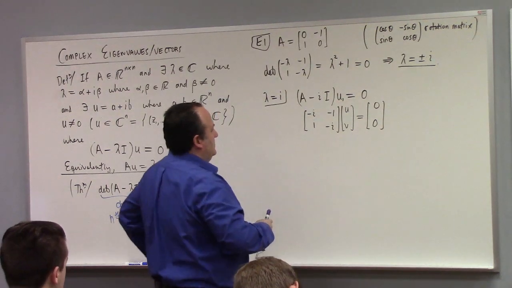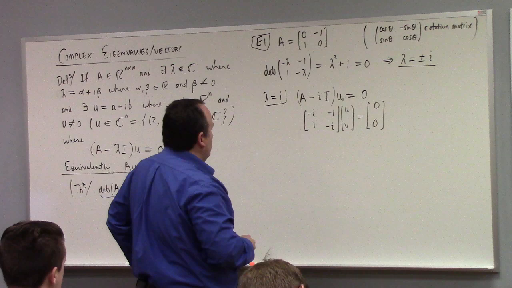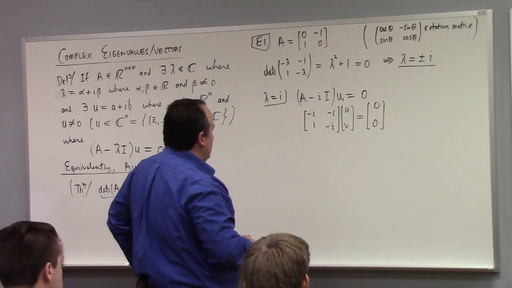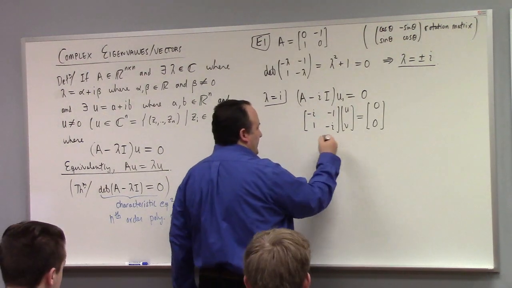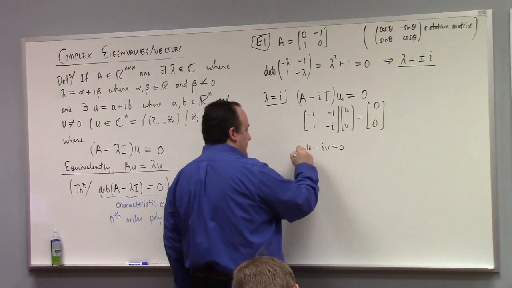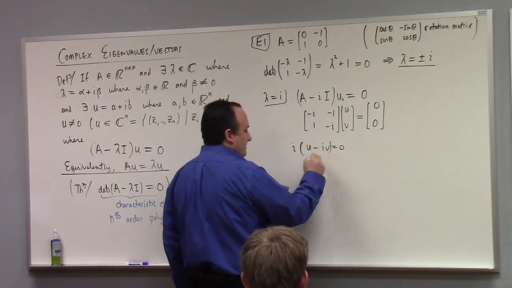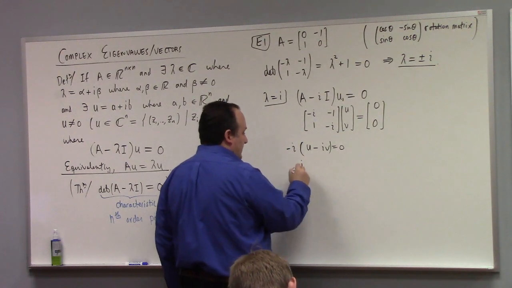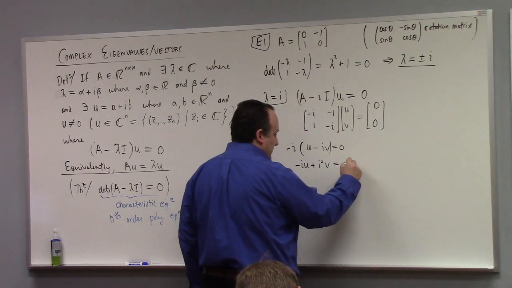Oh, wait a minute. Whoa. Oh, I'm an idiot. Let me actually write it out. So we have u minus iv equals 0, right? Multiply this by i. What do you get? You get minus iu plus i squared v, which is what?